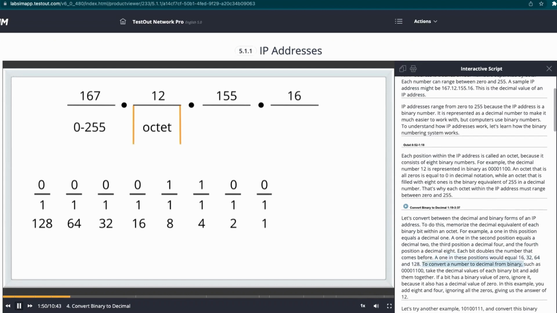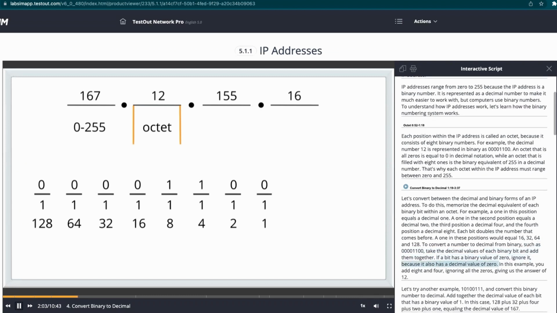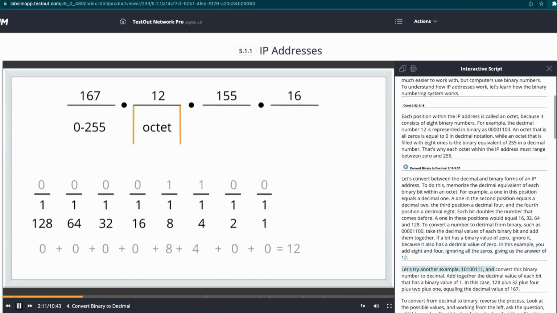To convert a number to decimal from binary, such as 00001100, take the decimal values of each binary bit and add them together. If a bit has a binary value of 0, ignore it, because it also has a decimal value of 0. In this example, you add 8 and 4, ignoring all of the zeros, giving us the answer of 12. Let's try another example.